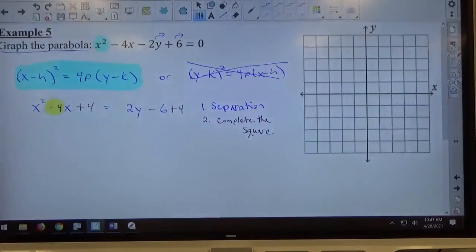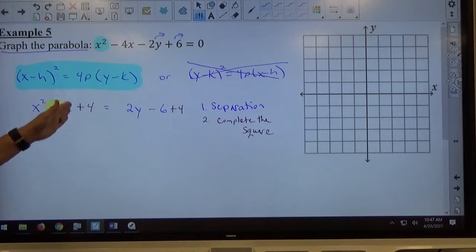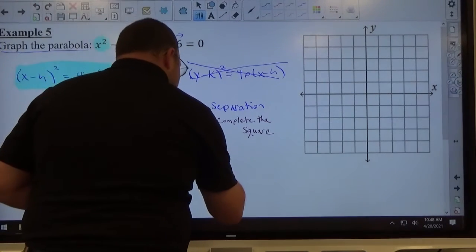What's the 4x with a positive? It was still half of 4 is 2 and 2 squared is 4. You're always going to add. It's always plus something. The sign doesn't matter because when you square, you're multiplying negative times itself or positive times itself. You always get a positive. So it's always plus.